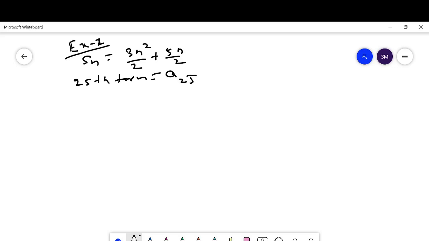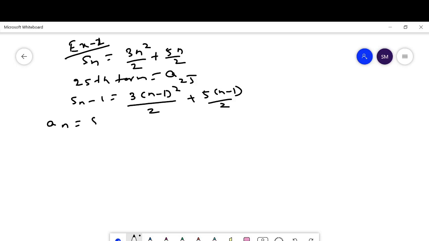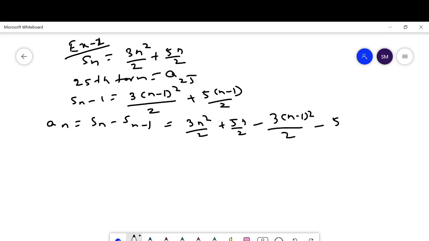Here Sn is given. Then S of n minus 1 is 3 into n minus 1 whole square upon 2 plus 5 into n minus 1 upon 2; in place of n, we write n minus 1. Then, as we know, an is equal to Sn minus S of n minus 1. So an is equal to 3n square upon 2 plus 5n upon 2, minus 3 into n minus 1 square upon 2 minus 5 into n minus 1 upon 2. Then simplify this.